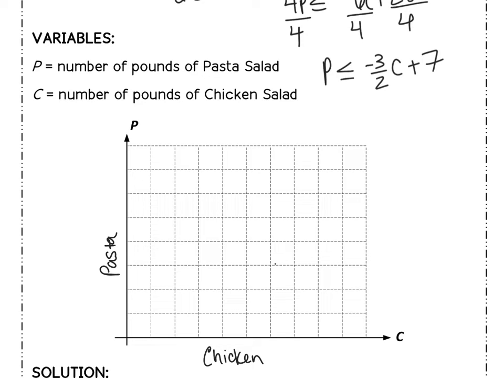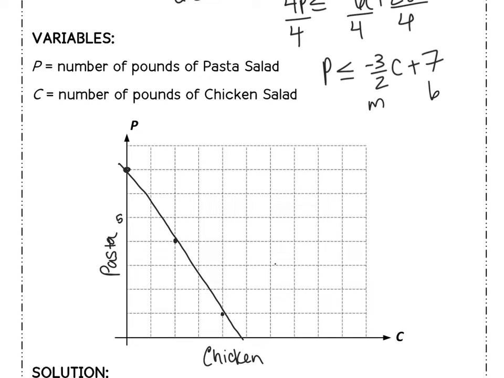And now we're going to graph. So I'm going to go up to 7 at my starting point. So 1, 2, 3, 4, 5, 6, 7 is my starting point. And my slope is -3/2. So slope, y-intercept. So down 3/2. 1, 2, 3, 2. And there are 3 points. And it is a solid line.